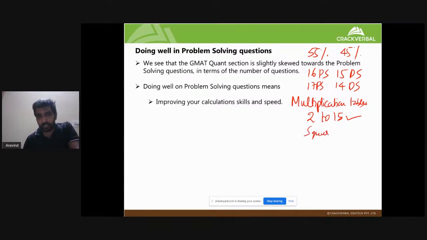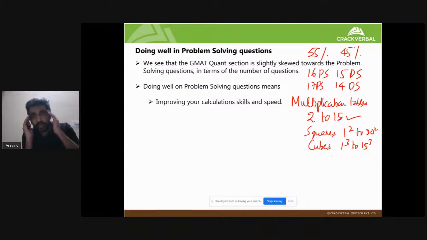You should probably remember your squares, maybe from 1 square to 30 square, and your cubes from, let's say, 1 cube to 15 cube, right? This will help you perform faster calculations. Thereby, you don't take a lot of time on calculating. You can devote a lot of time towards analyzing the question, devising a strategy and eliminating options, so that you don't have to worry about your calculations. This also means that if you tackle your calculation skills, it will automatically result in fewer calculation errors, right? Both are related.